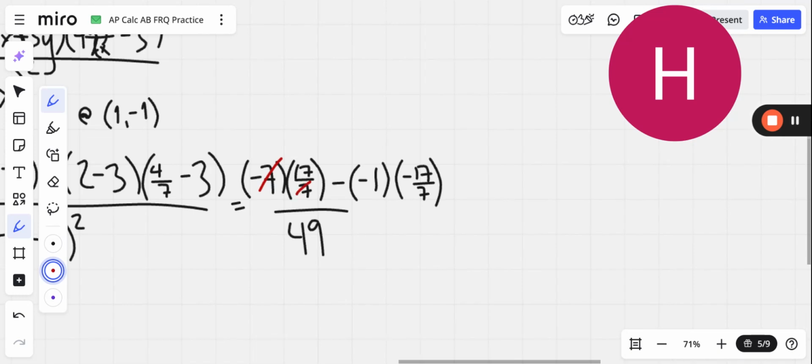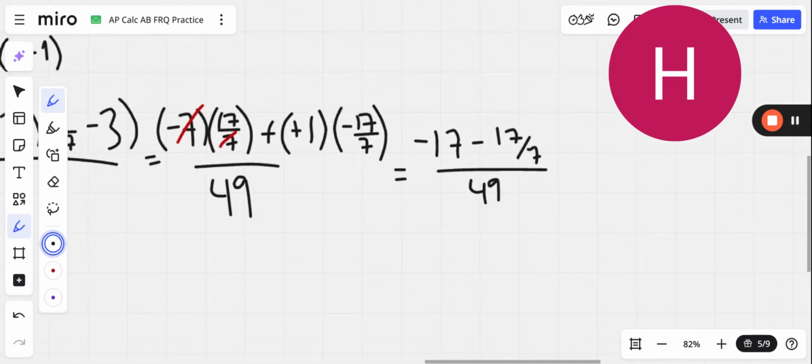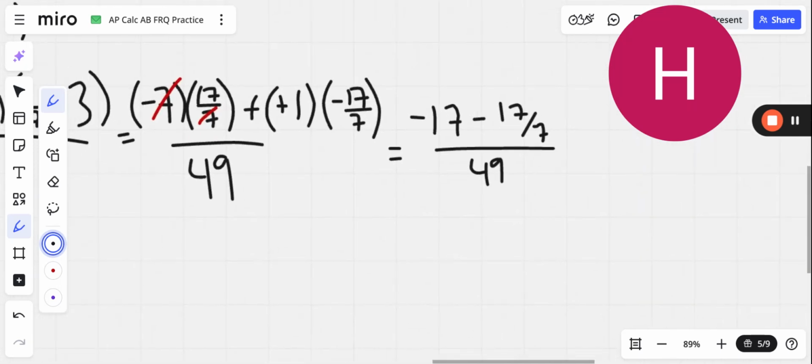These sevens cancel nicely, and that leaves us with negative 17. And then this becomes positive, but then this becomes negative again, minus 17 over 7 over 49. Lots and lots of sevens. Let's see, what's the best way to deal with this? I guess we should just get a common denominator.